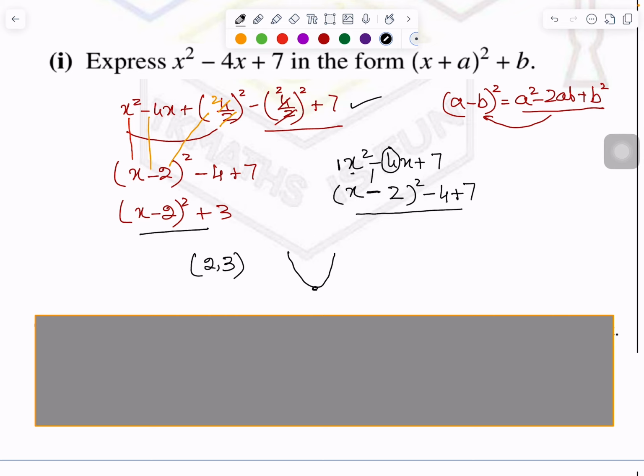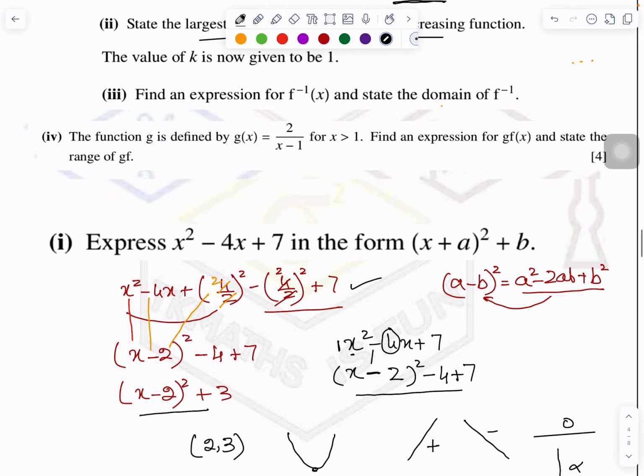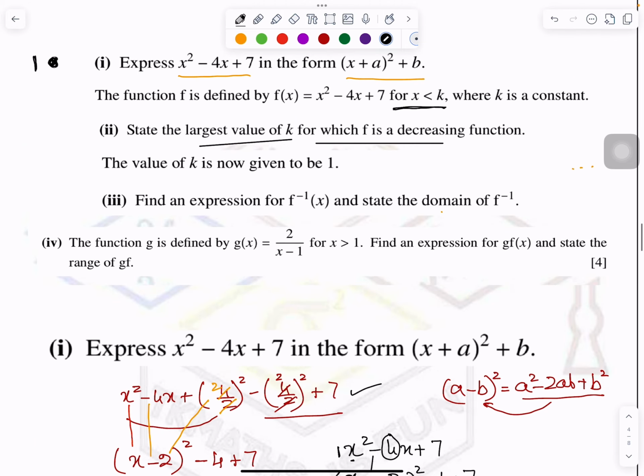Now we all know from the coordinate geometry concept that if the gradient is like this, it is positive. If the gradient is like this, it is negative. And gradient means rate of change, dy over dx, right? And if it is horizontal, it is 0. If it is vertical, it is undefined. We all know this information. So the question is, what is the largest value of x for which the function is decreasing?